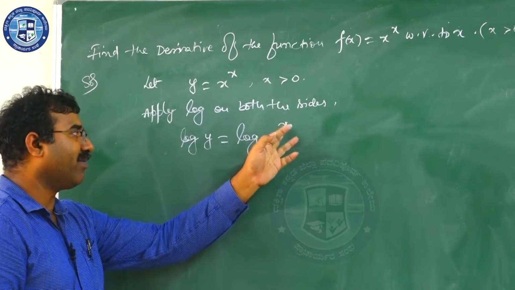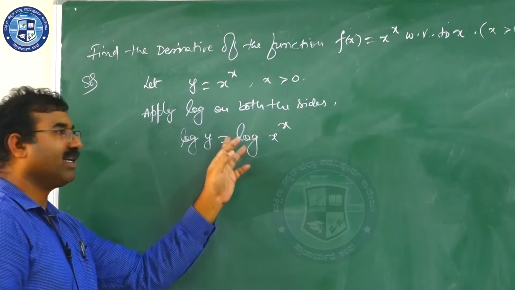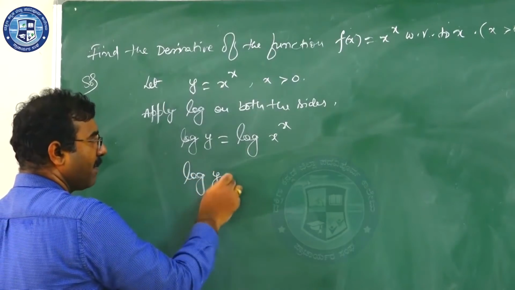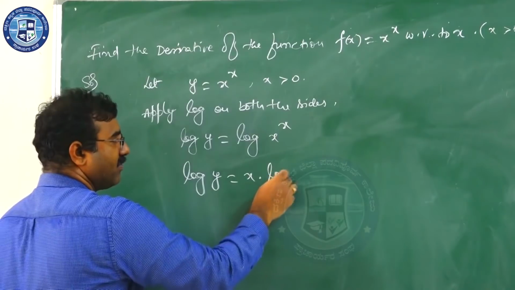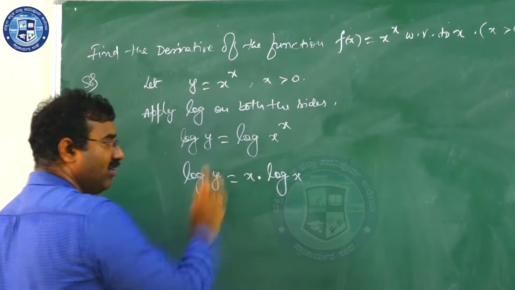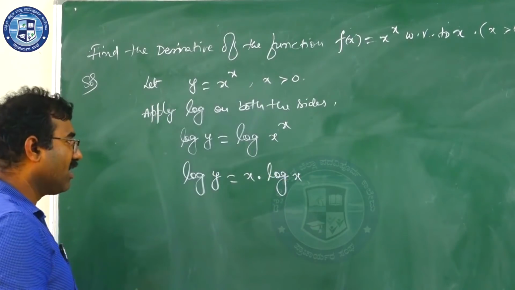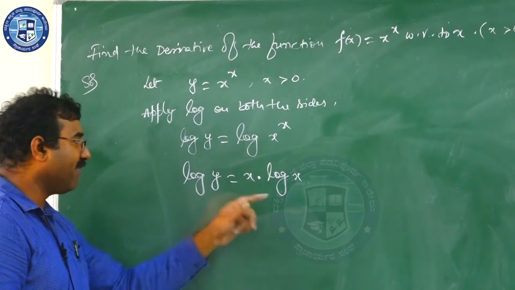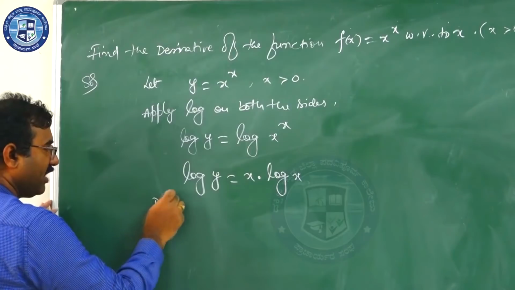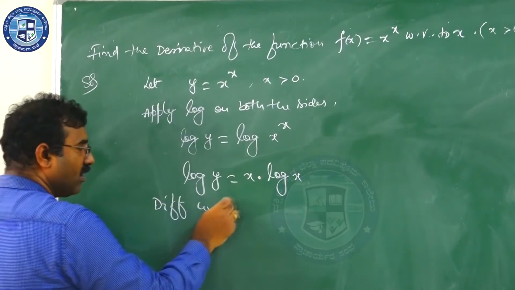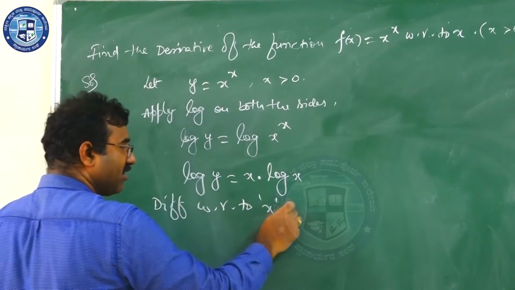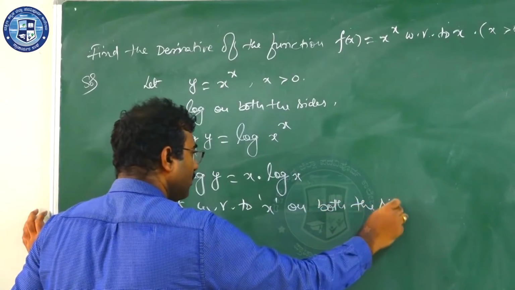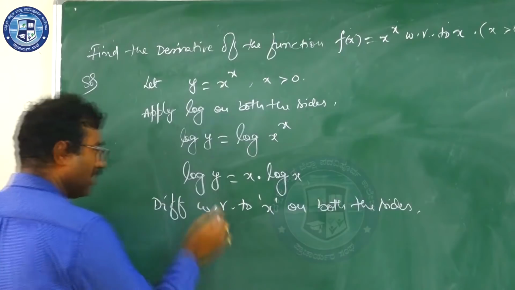This value, the power, whatever it is present, it will go to the front of the logarithm. So log y is equal to x log x. Now it became linear, now the entire function you can differentiate with respect to x on both the sides. What happens?